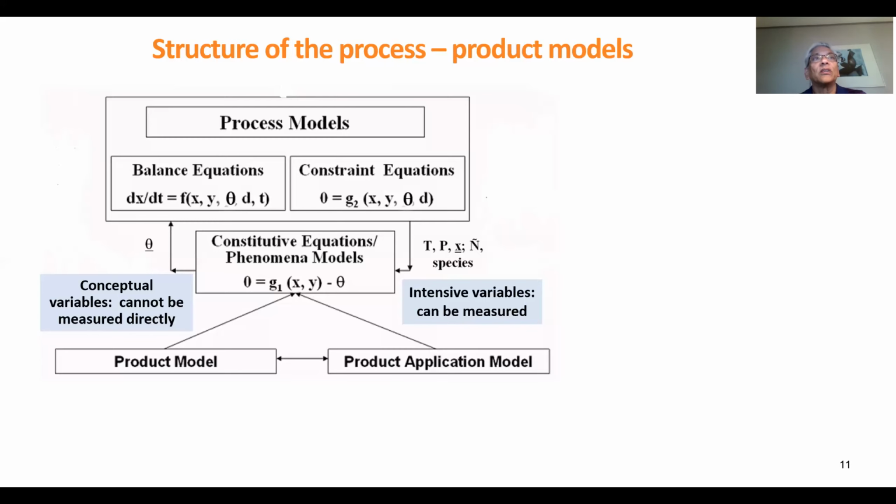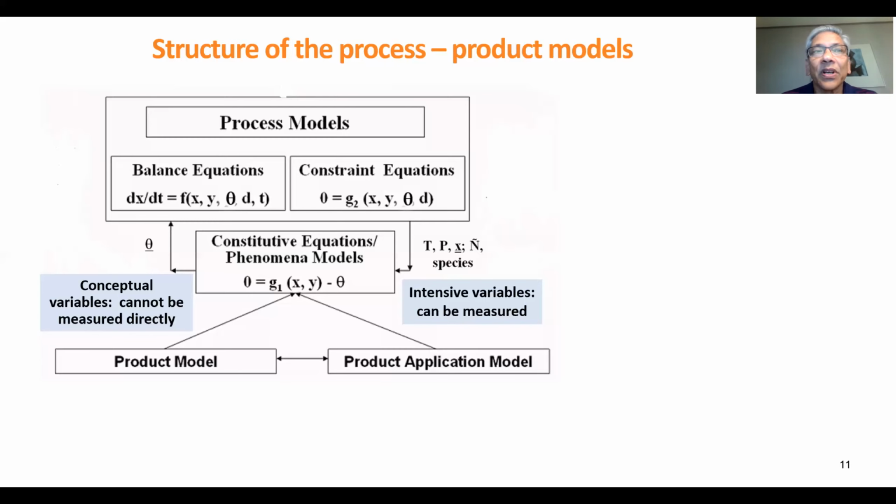So in a process model, we need all three equations: the balance, the constraint, as well as the constitutive equations, which are actually the property models. But in a product, we are only looking at the behavior of the product, so there we only need the constitutive or the property models. However, if we want to look at the application of the product in a process, then that process may involve a process model with balance equations and so on.